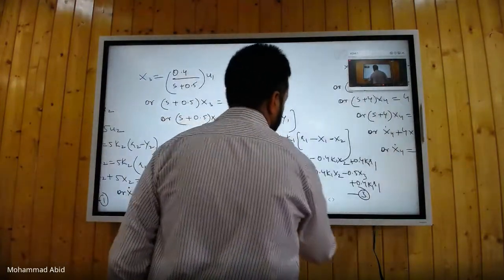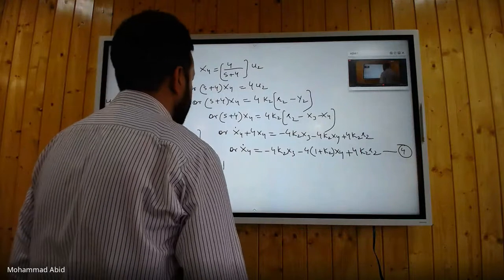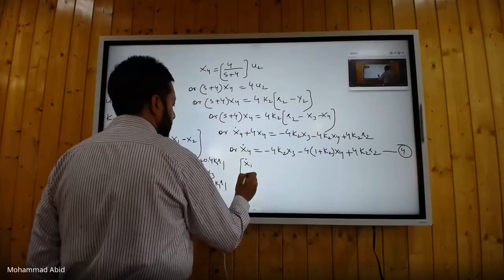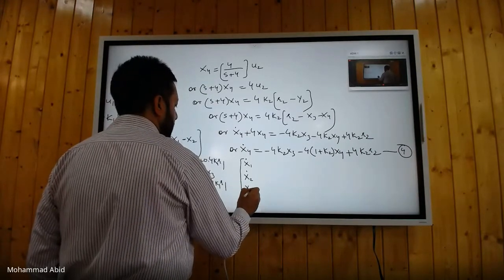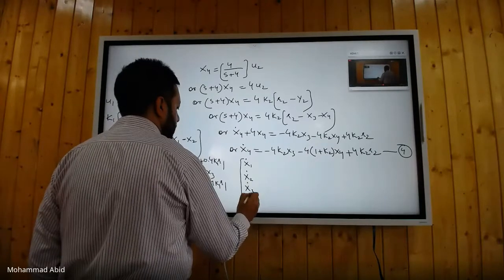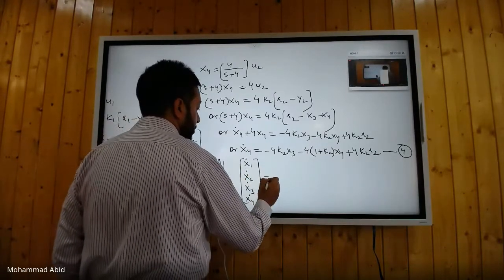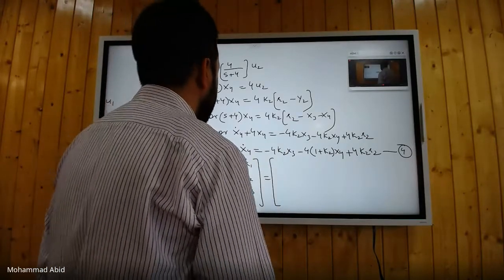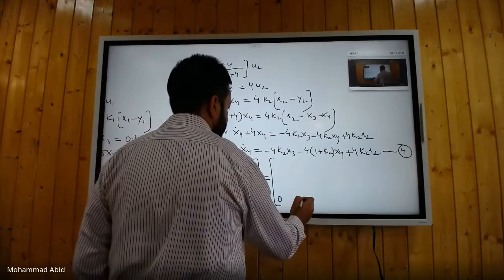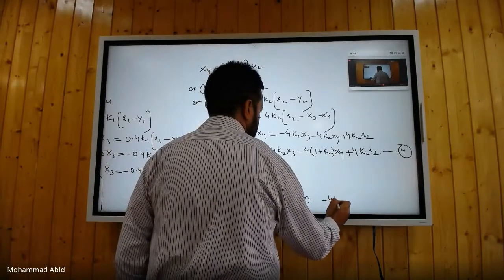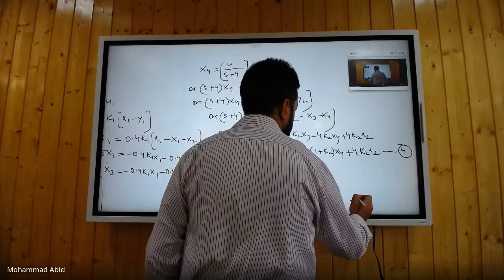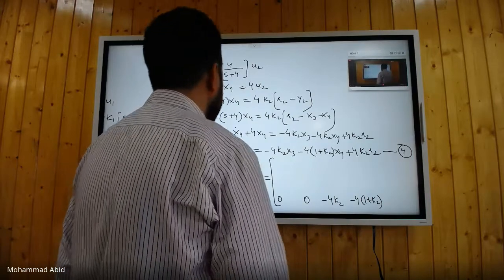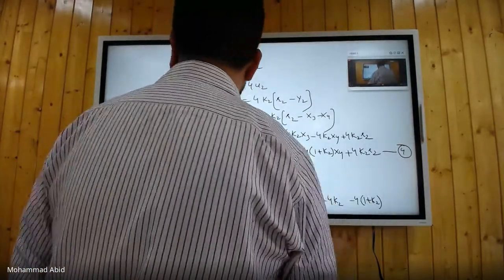Now let's write down these equations 1, 2, 3, and 4 in matrix form. So I've got x1 dot, x2 dot, x3 dot, and x4 dot is equal to. x4 dot मेरे सामने ही है, पहले यही वाला लिख लेते हैं. So this is 0, 0, minus 4k2 and minus 4 into 1 plus k2. ठीक है ना? R2 वाला टर्म छोड़ देते हैं अभी.